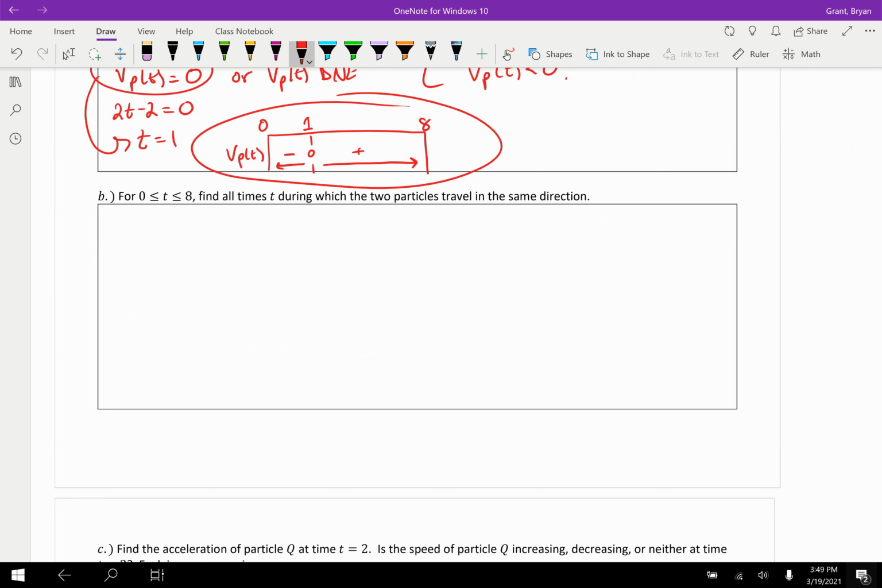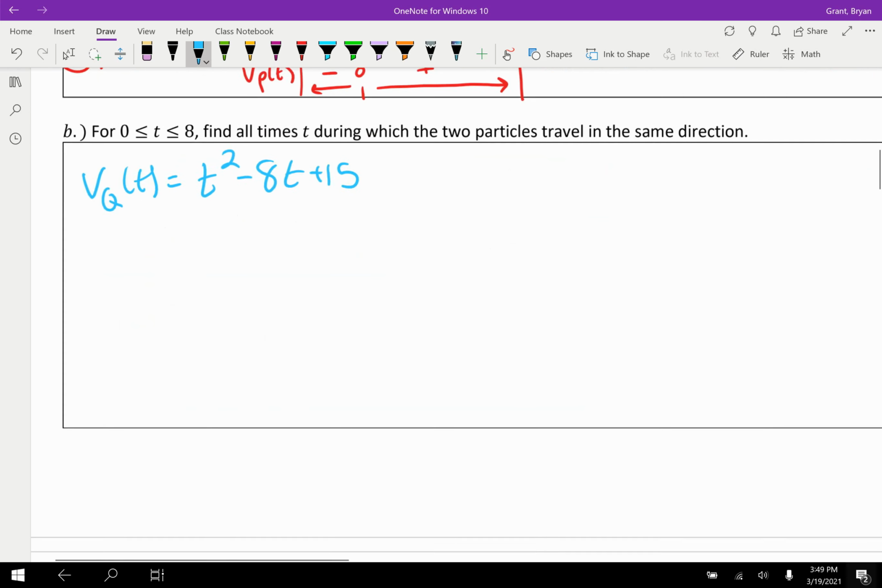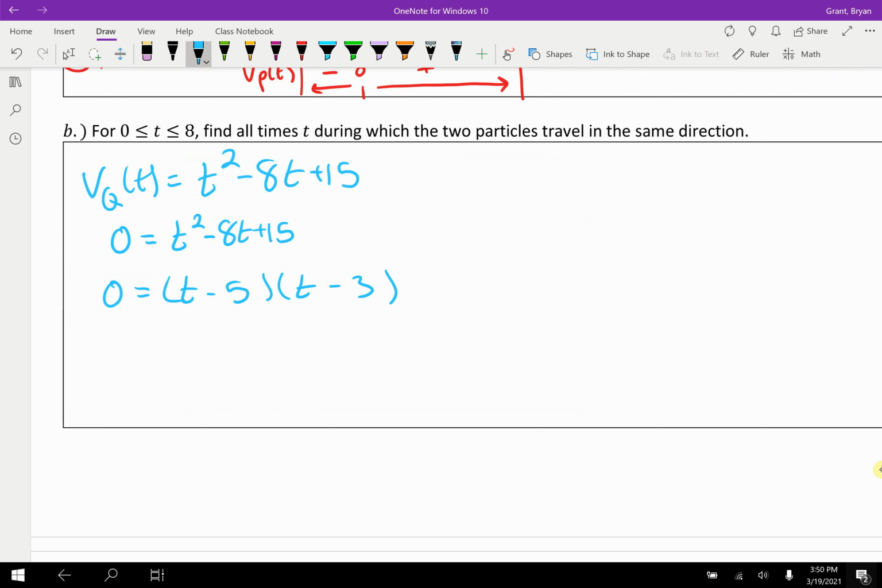Well, we already have a pretty picture of when this particle travels left versus right. Let's do the same thing for particle Q. So we know that the velocity of particle Q is actually given to us in this problem, t squared minus 8t plus 15. We do need to set this equal to 0. And this guy should, I hope, be factorable. Otherwise, there's going to be no critical points. But this one does factor. Minus 5, minus 3, right? Multiplies to make 15, adds to make negative 8. And so we find 3 and 5.